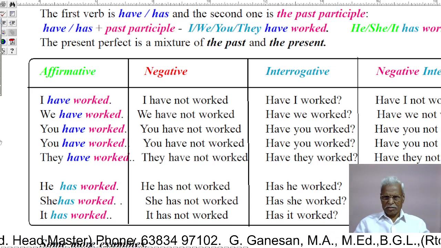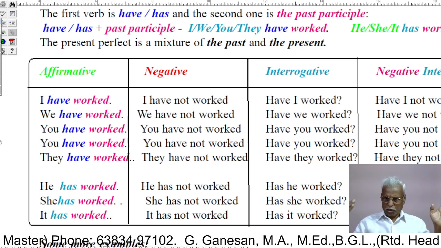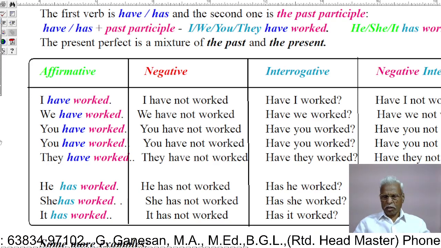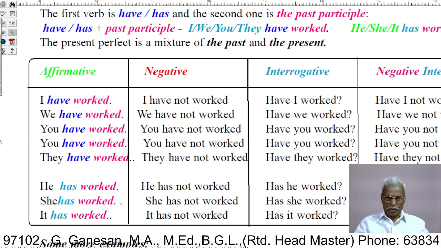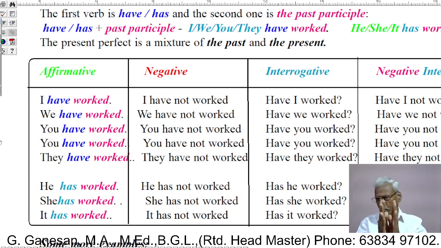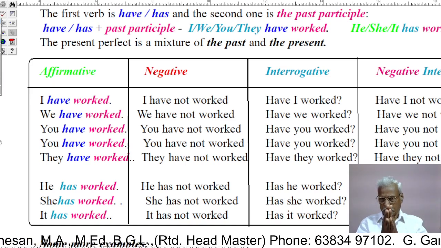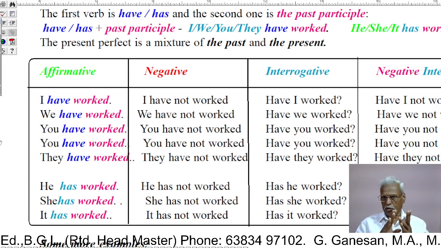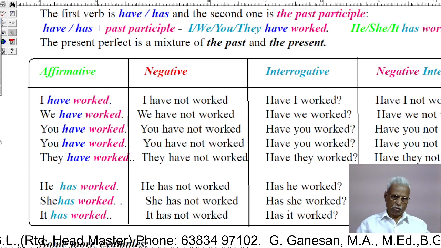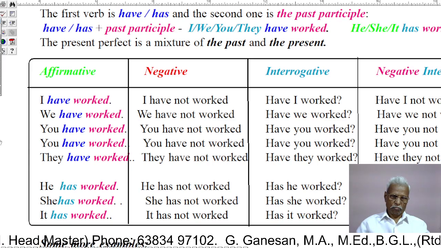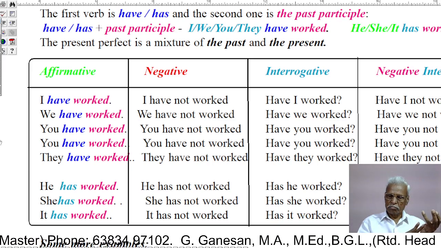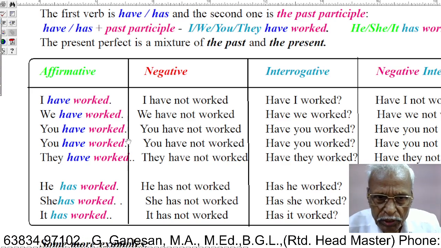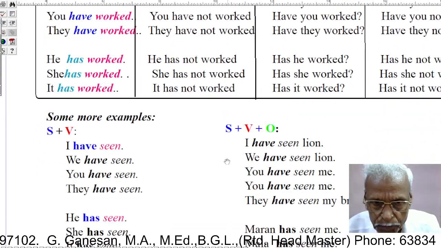In the negative interrogative, that doesn't matter. Have they not worked? Similarly, has he not worked? Has she not worked? So these 4 types of sentences in English: one is affirmative, one is negative, one is interrogative, and another is negative interrogative. So okay, let us see some more examples.